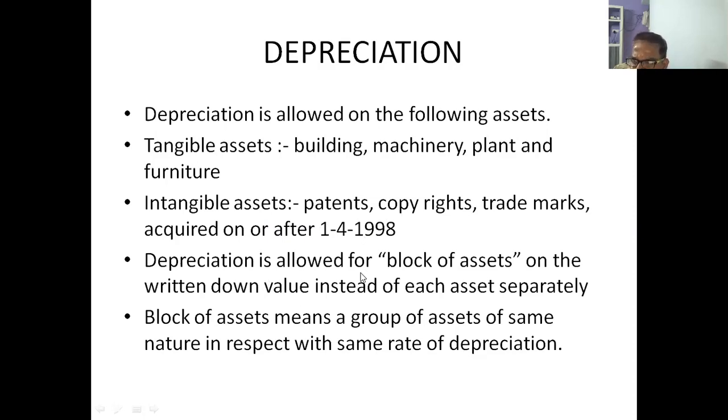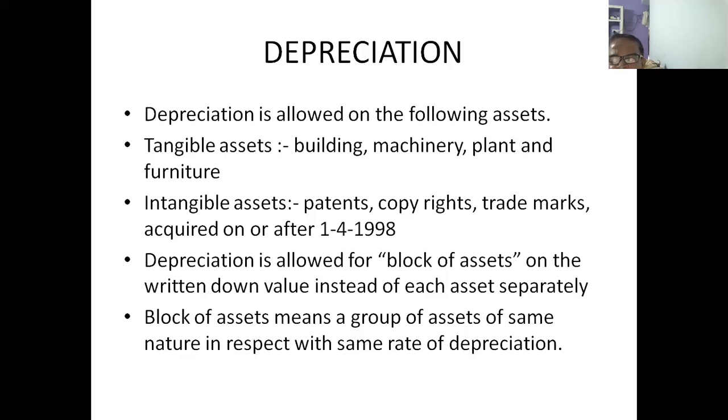So depreciation is allowed for a block of assets on the written down value. We'll discuss what is written down value. What is a block of assets? Block of assets means a group of assets of the same nature with the same rate of depreciation. The depreciation rate is the same in that block, but there may be different types of assets, different groups of assets for different purposes. That's called a block of assets.